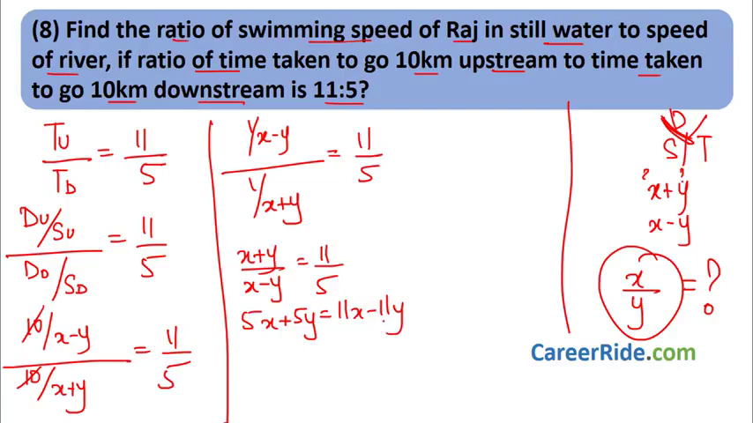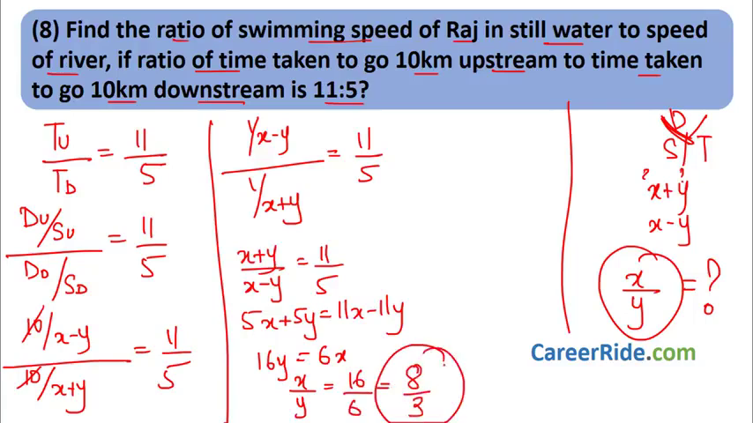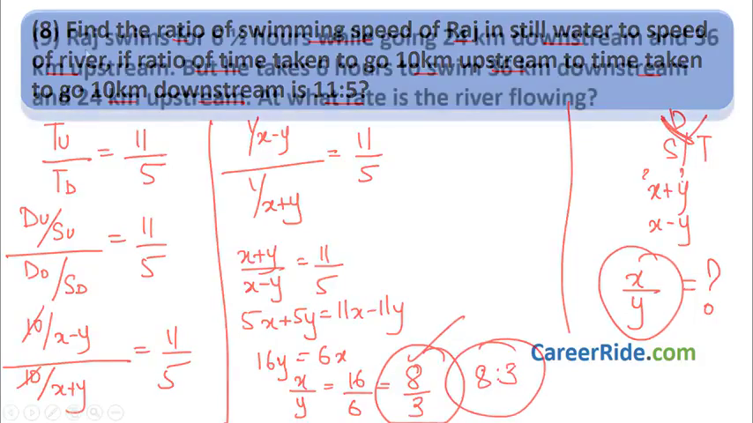So we'll have 5y plus 11y as 16y equal to 11x minus 5x, which is 6x. 11 plus 5 is 16. So we'll have x upon y equal to 16 upon 6, that would be 8/3. So the ratio of swimming speed of Raj in still water to speed of river is 8:3. Going to question number 9.